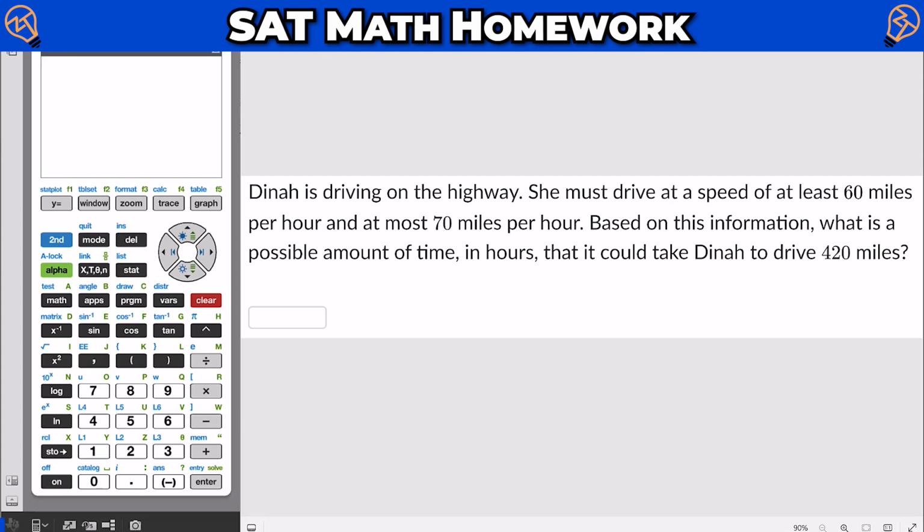So here it mentions that Dinah must drive at a speed of at least 60 miles an hour and at most 70 miles an hour. In other words, her speed is between 60 miles per hour and 70 miles per hour. Based on the information, what's the possible amount of time in hours that it could take Dinah to drive 420 miles?